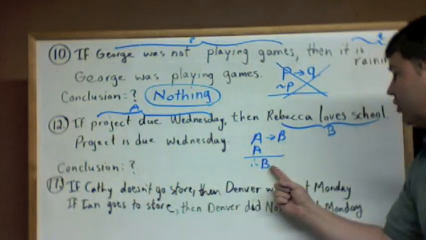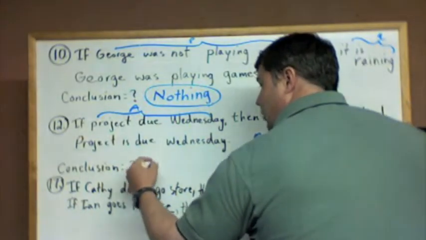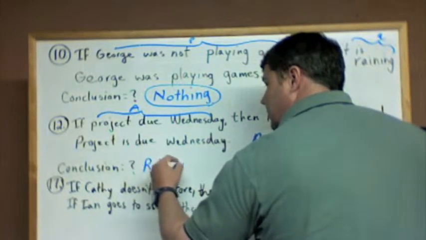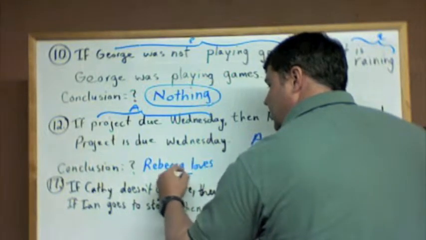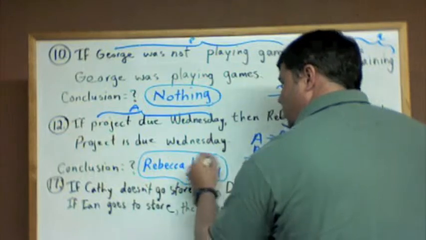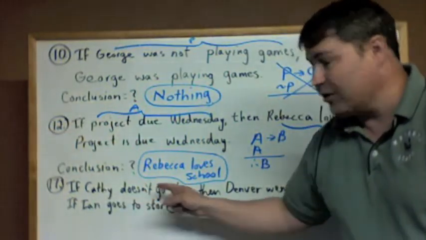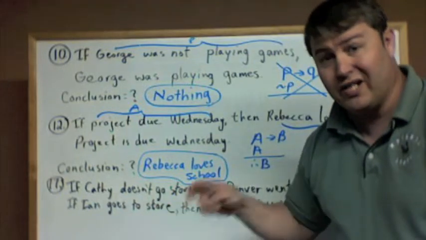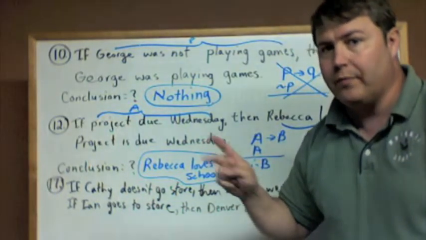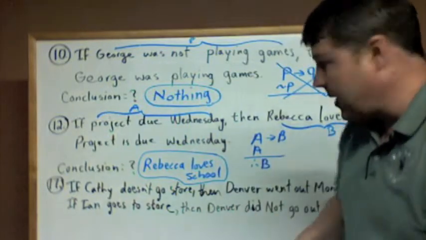So what is our conclusion? B, and that is Rebecca loves school. So I'll write that down. Rebecca loves school. And really, who doesn't love school? All right. Now, number 17. This may be the hardest one because there are actually two steps. One of them they don't tell you, but it's kind of assumed. Let's talk about this one.